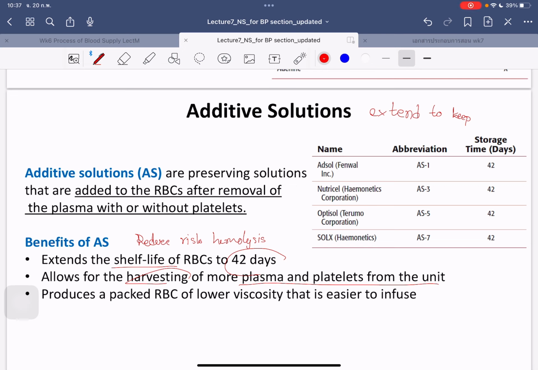So this is the recipe for additive solution. You don't need to remember it. I just would like you to know that if you add additive solution, red blood cells can be stored for longer, up to 42 days.